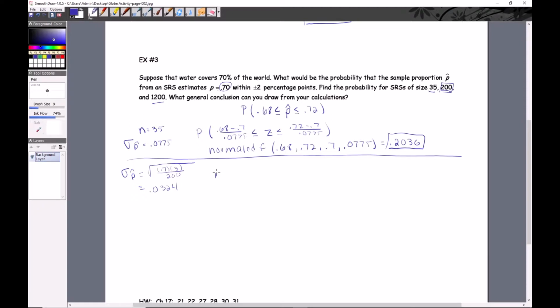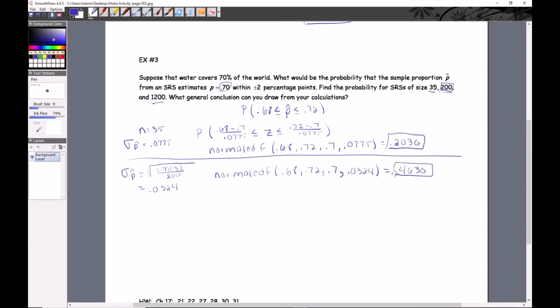We don't need to repeat a whole lot of stuff. We'll just do a normal CDF. Again, it's from 0.68 to 0.72, still 0.7, but now we'll replace our 0.0775 with 0.0324. It gets smaller because the sample size gets bigger, so you've got a taller and skinnier sampling distribution. Now the question is, is that going to make your probability go up or down from what we had in the first go? It turns out that it goes up, 0.4630.